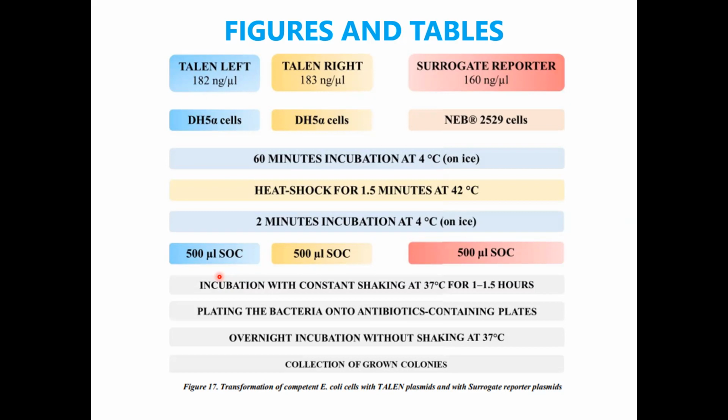So if you want to avoid that, my advice is to make a figure out of it. This figure shows you a part of my PhD dissertation where I didn't want to write exactly the same method again. So I generated a figure and then I would just say, oh, this is the transformation of competent E. coli cells with TALEN plasmids and with surrogate reporter plasmids. And I didn't need to write afterwards, yeah, that was a 60 minutes incubation and the heat shock for blah, blah. So in that case, you can avoid plagiarism really easily.